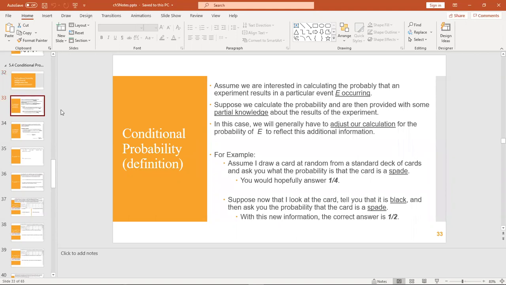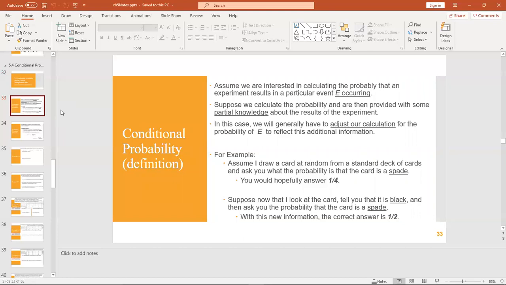So we're interested in seeing the probability that an event E is going to occur, and then we have some sort of partial knowledge about the results. And so we then have to adjust the probability of E based on what's already happened. For instance, if I draw a card from a deck of cards and I ask you the probability that it is a spade, you would say 1 out of 4, because there are 4 different suits, all equally divided. So there's a 1 in 4 chance that it's a spade as opposed to a heart, diamond, or club.